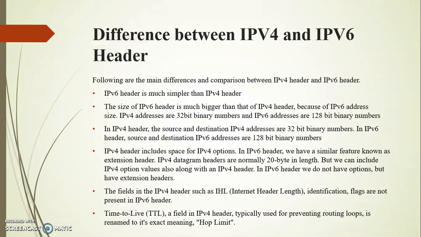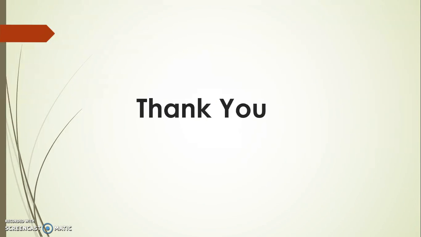IPv4 datagram headers are normally 20 bytes in length, but we can include IPv4 option values along with an IPv4 header. In the IPv6 header, we do not have options but have extension headers. Fields in the IPv4 header such as IHL (internet header length), identification and flags are not present in the IPv6 header. Time to live (TTL), a field in the IPv4 header typically used for preventing routing loops, is renamed to its exact meaning, hop limit. Thank you.